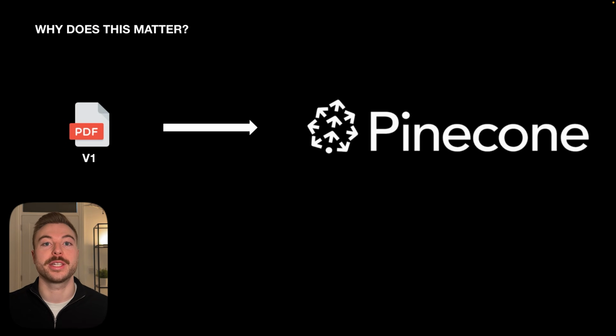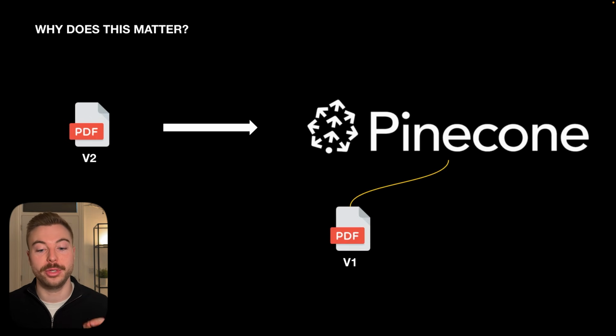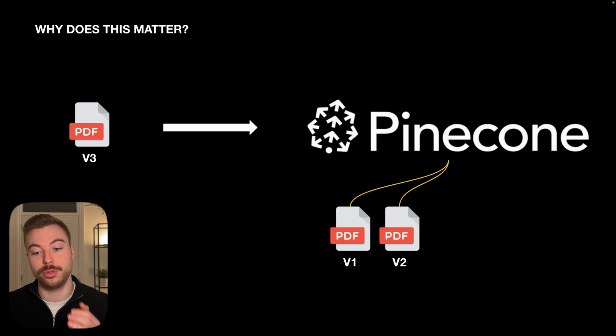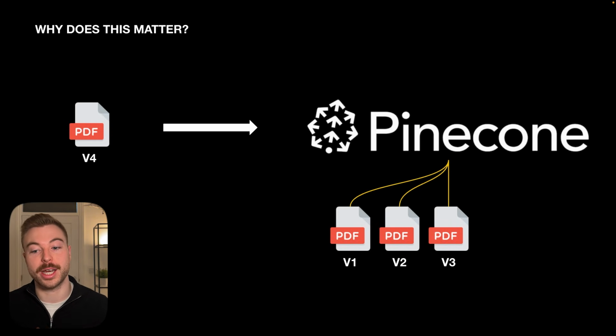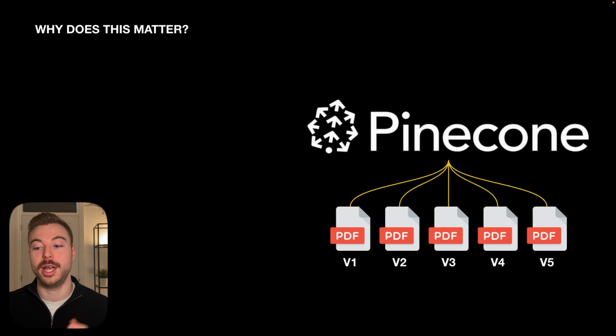So why does this matter? Well, every time you load a version of that document into Pinecone, it's going to store it. But if you haven't told it to delete the old data, when you add version 2, it will add it as well. It will then add version 3, version 4, and version 5. So rather than your Pinecone database only storing that latest, greatest information in version 5, it's going to reference every single version of that document you've ever added in.